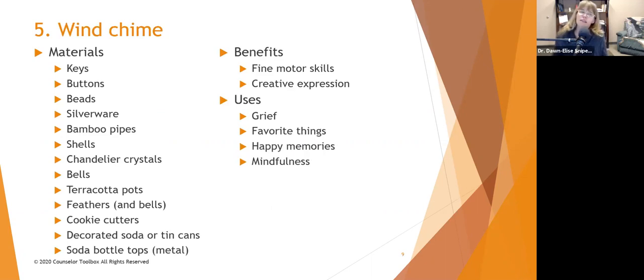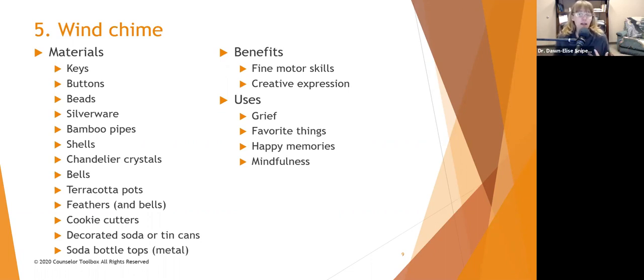Wind chimes are another favorite of mine, and you can use anything that rattles, clanks, or crinkles for wind chimes. Keys, buttons, beads, silverware, preferably not your good silverware, bamboo pipes, shells, chandelier crystals. You can go to some of the places where they take old stuff from houses that have been torn down, like recycling places and Habitat for Humanity, and a lot of times find just random chandelier crystals and things.